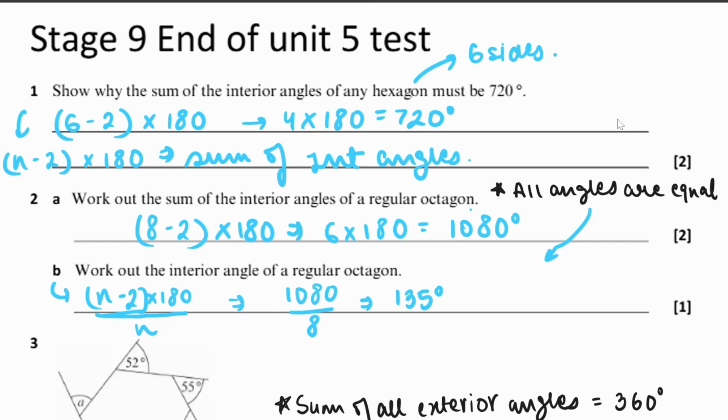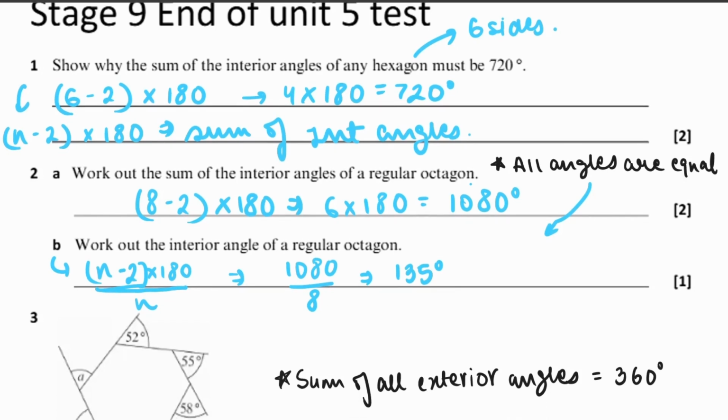Now for the B part, which is: work out the interior angle of a regular octagon. So we know that the octagon is regular, so all the angles are equal, which means that in an octagon there are 8 angles, so each angle is equal. So for example, if one angle is 50, then all will be 50. So how will we calculate the exact value of the interior angle of a regular octagon? We will do 1080 divided by 8, the sum of all angles divided by the number of angles. So that is 135 degrees, and this is for 1 mark.